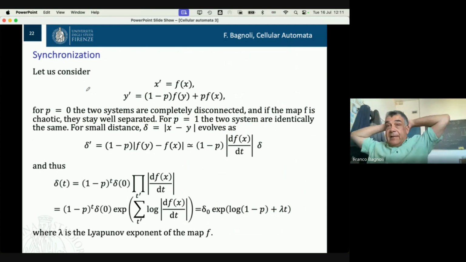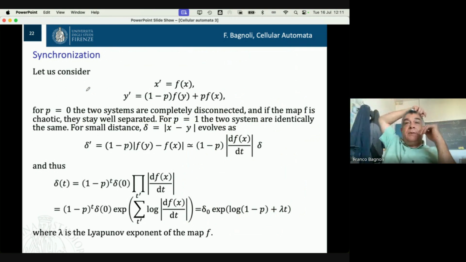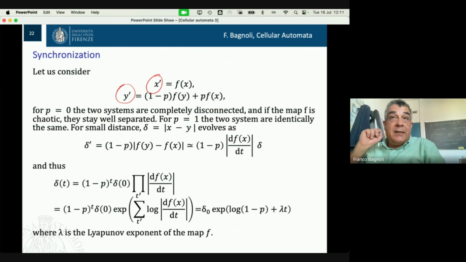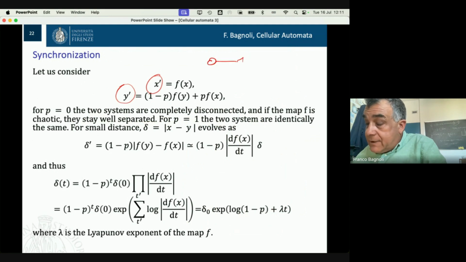Okay, another interesting point which has a lot to do with damage spreading is the opposite of damage spreading. It is synchronization. So let's start with the maps. So now X and Y are, say, continuous numbers from 0 to 1, say, for instance, the logistic map, X(1 minus X), or something like this. And you push with a force, say, P, Y into X.